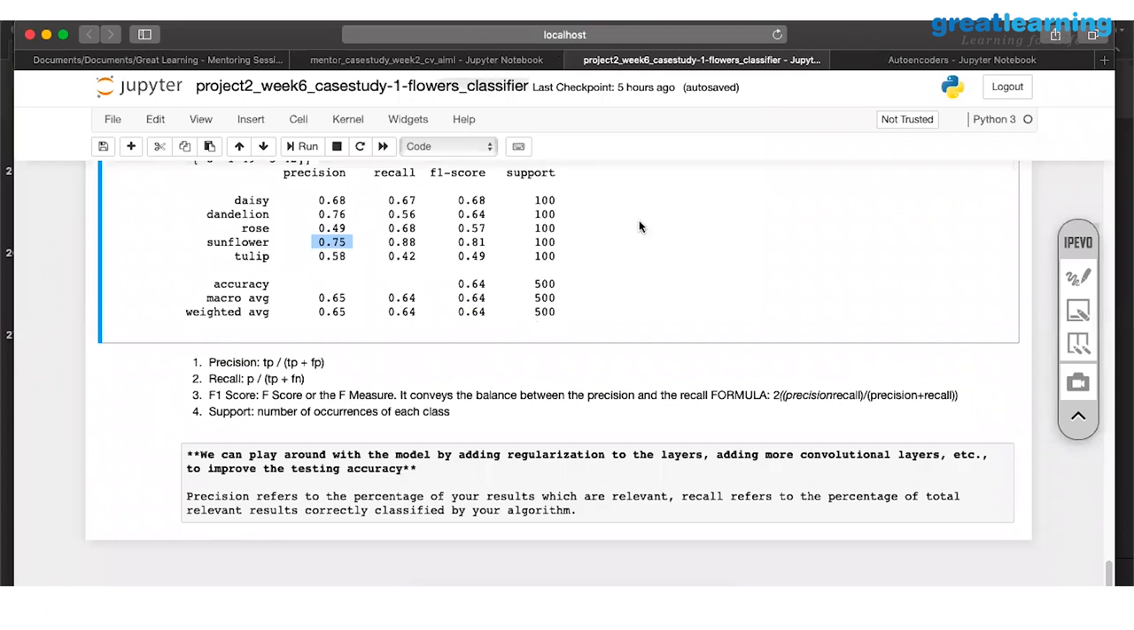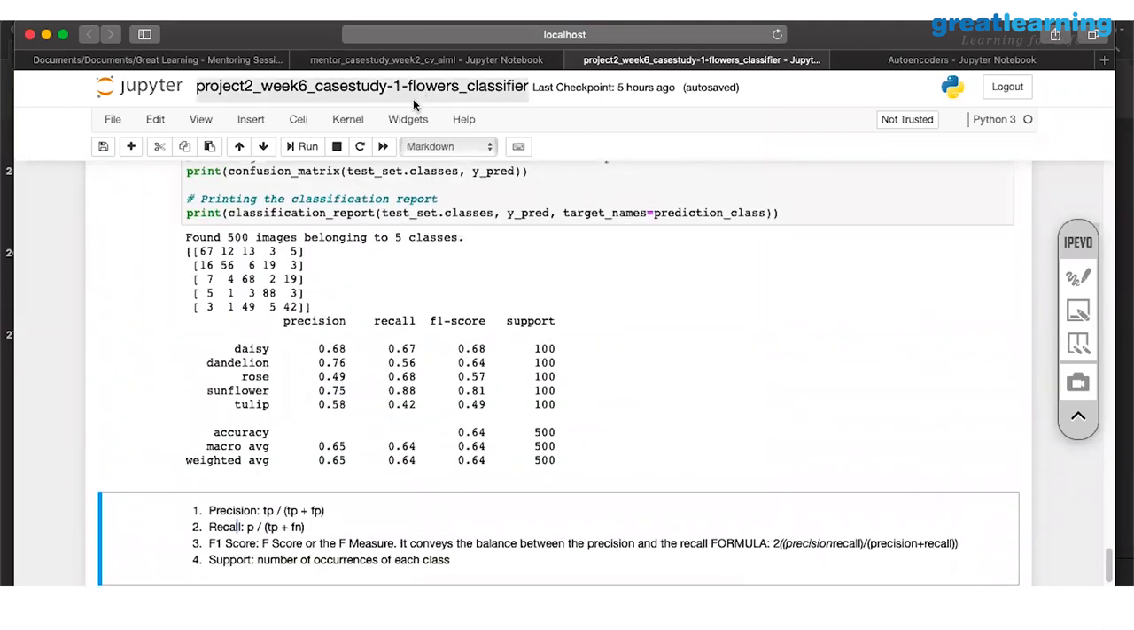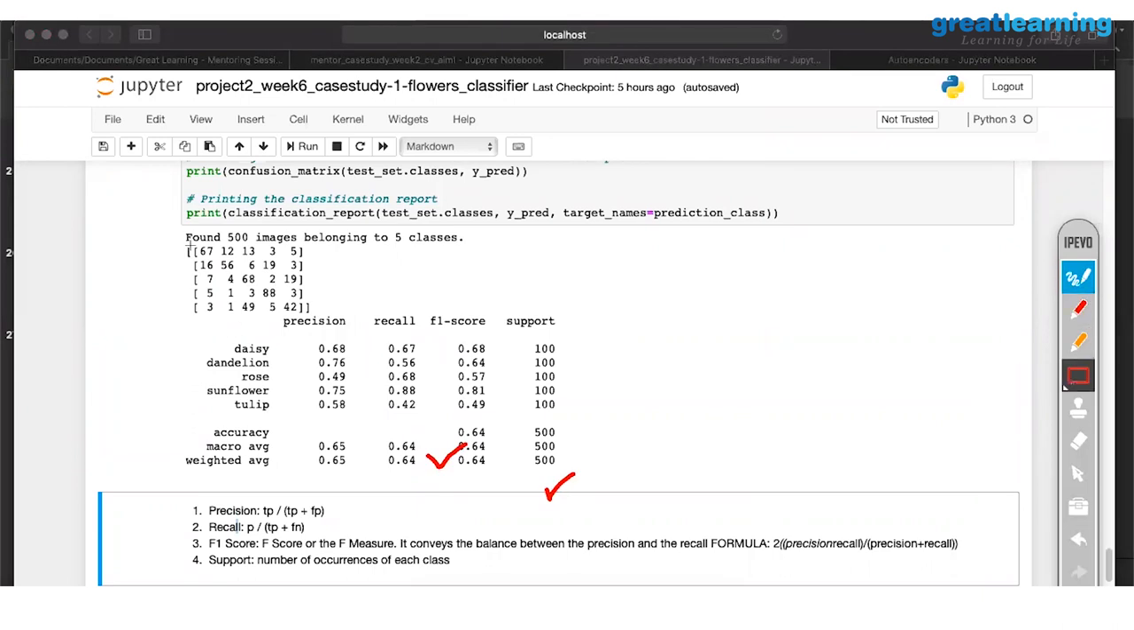I have a question. How do we read that matrix that is shown above? Yes. So 67 of the daisies have been identified properly. Out of that, 12 of them, which are actually daisies, are identified as the next one, dandelion. 13 of them are identified as rose, 3 of them as sunflower, and 5 of them as tulip.